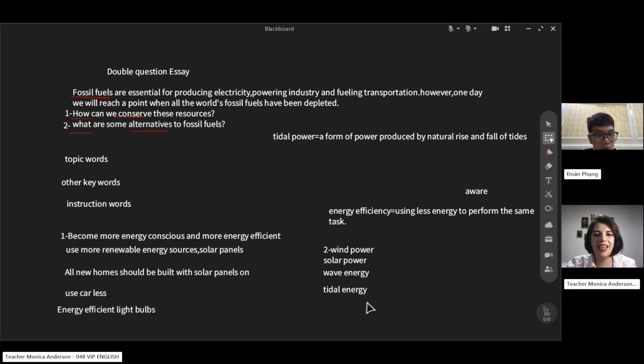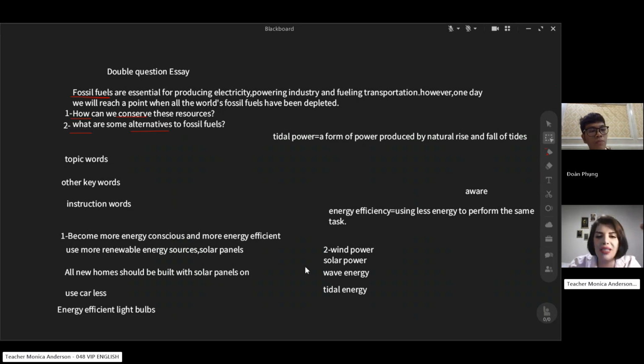But I have another question. Of course. I don't know the structure of energy efficient. When we write, I usually write efficient about energy, but here it is energy efficient. I can get what you mean.